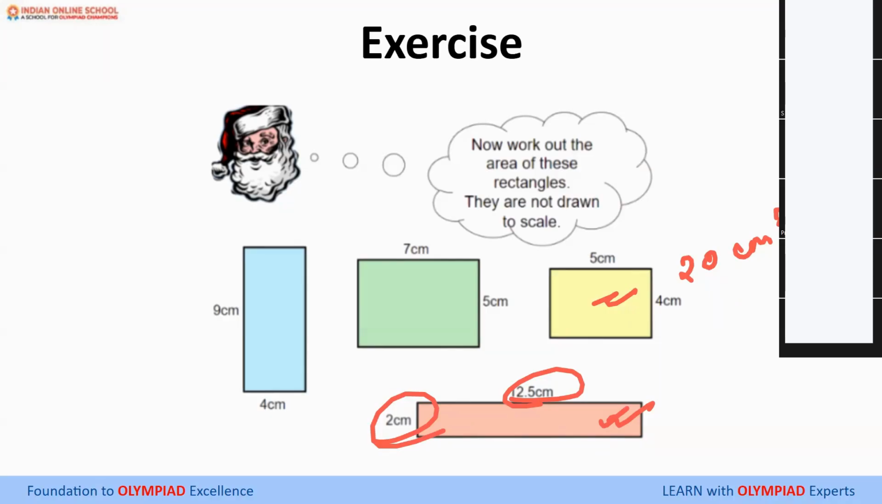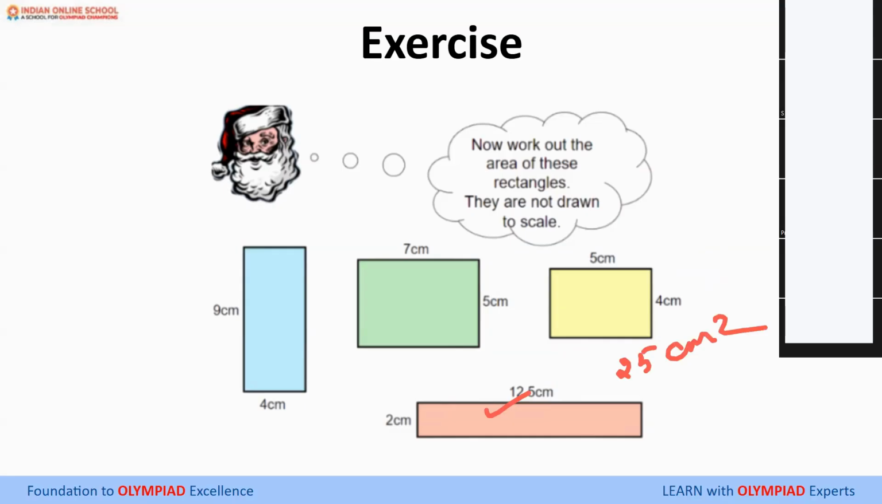Siddhi, what's your answer to this? Anyone from the ones who haven't answered? Sashwant, Rikta, Praneeth, Siddhi. 25 square centimeter. Very good, Sashwant. 25 square centimeter. Well done. Okay? Siddhi, okay?